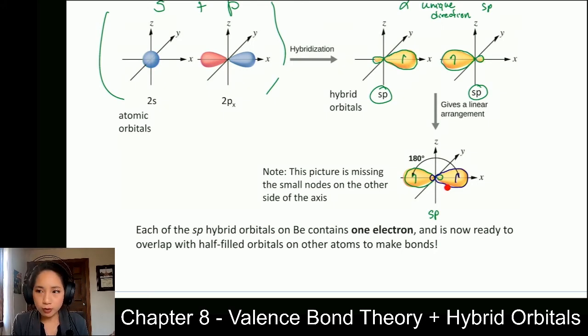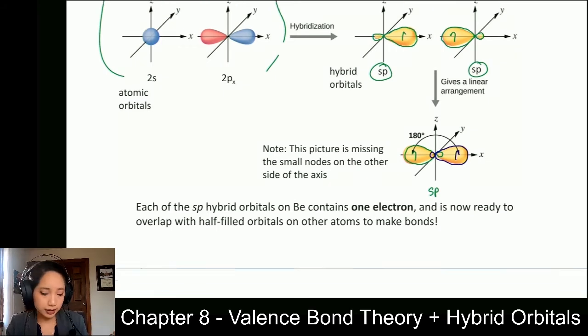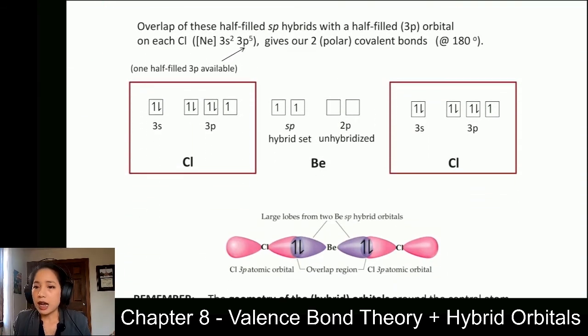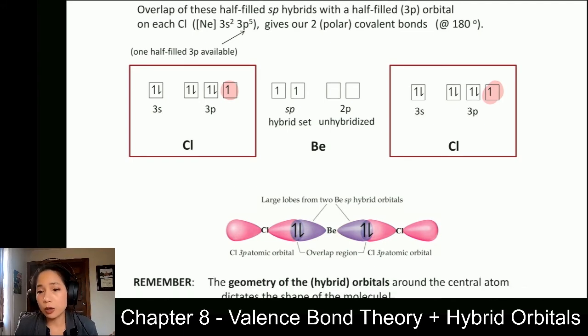So keep this picture in mind, where there's one electron each, unpaired electrons, so you can easily see how chlorines can come in and make those bonds that we need. All right, so in this slide, I show you how that overlap happens. So we already talked about the hybridization around that central beryllium atom where we made our sp hybrid set. So now let's bring in those chlorine atoms. So if we just draw out the electron diagram for chlorine, we see that there's an unpaired electron in our p subshell. So it's the p atomic orbital that's going to overlap with our beryllium hybrid orbitals.